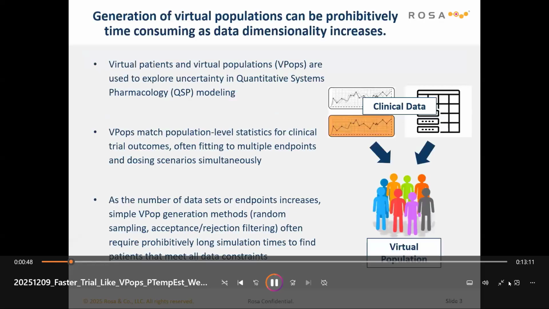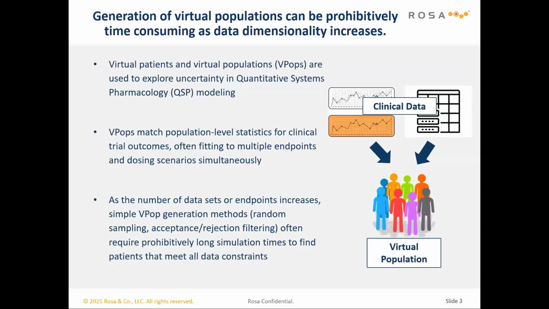Virtual patients and virtual populations provide a way to explore uncertainty in QSP modeling and are used to capture the variability in real clinical trial populations. Virtual populations are fitted to match population-level statistics for clinical trial data, and the creation of virtual populations often becomes a multidimensional problem involving multiple endpoints and dosing scenarios depending on the clinical data available. As the number of datasets and endpoints increases, the creation of virtual populations becomes increasingly more challenging, and simple methods such as random sampling or acceptance rejection filtering may require prohibitively long simulation times to find patients that meet all of the data constraints.